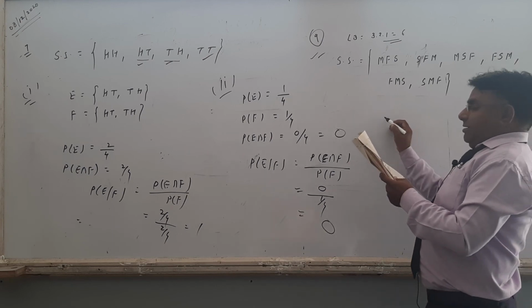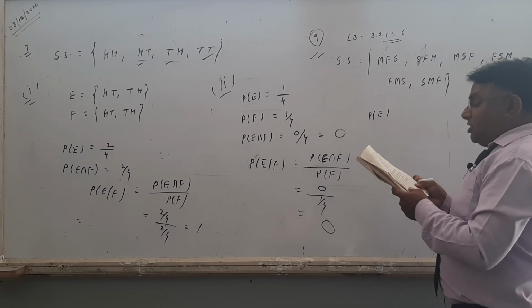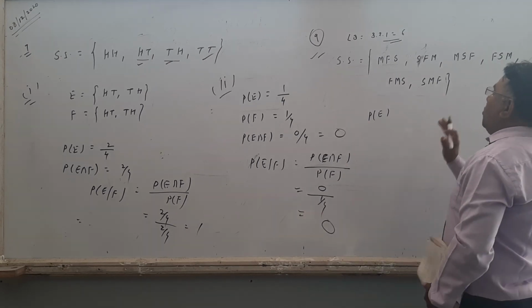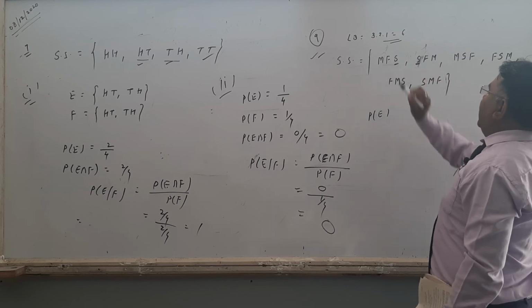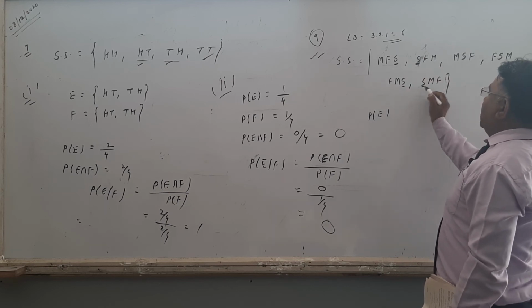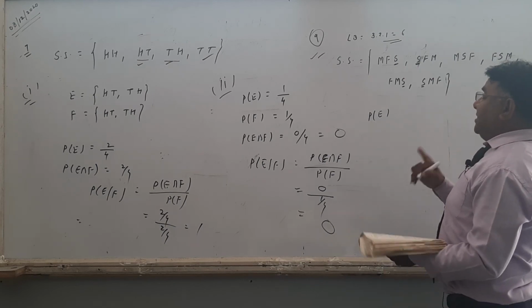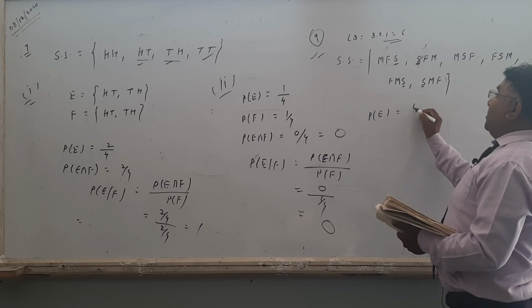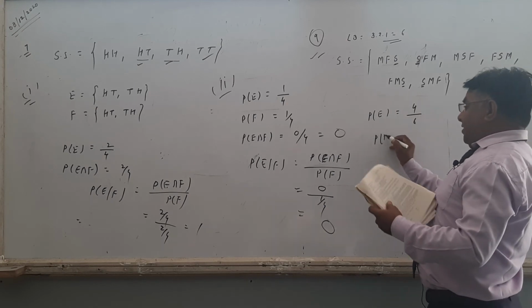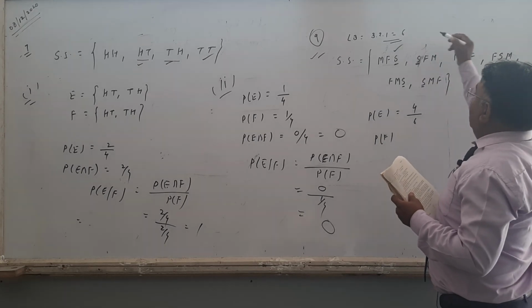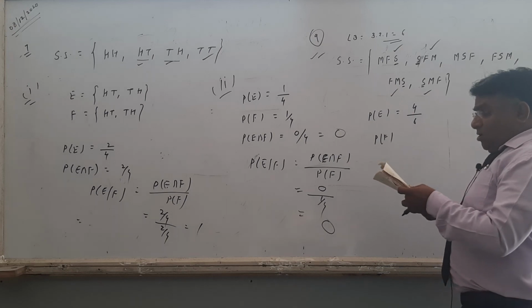Now the probability of the event: son on one end. Son should be on one end, but it does not say this side or that side. So favorable outcomes for event E are 4, out of a total of 6. Son is on one end.